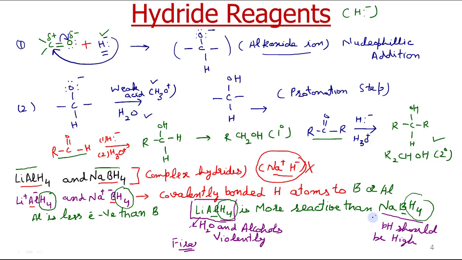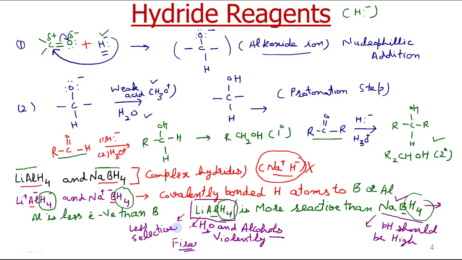NaBH4 can be used in the presence of water as well as alcohol, so that means it is easy to use. That's why sodium borohydride is mostly used compared to lithium aluminum hydride. Another problem is, as it is more reactive, it is less selective. Lithium aluminum hydride is less selective. We will discuss this in our next slides.